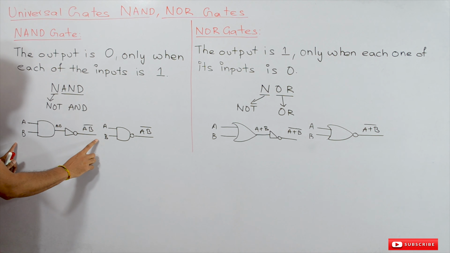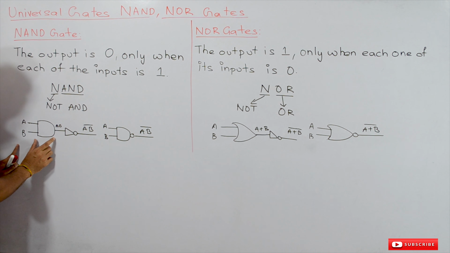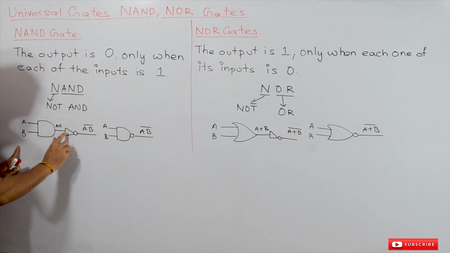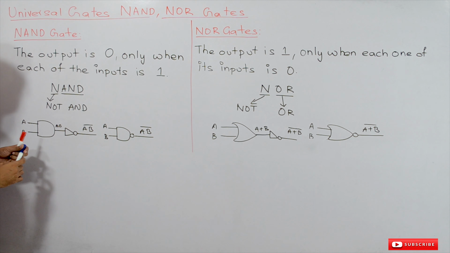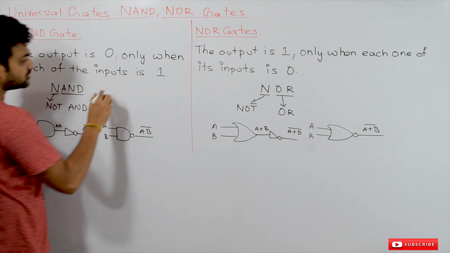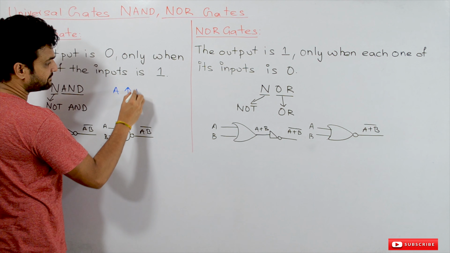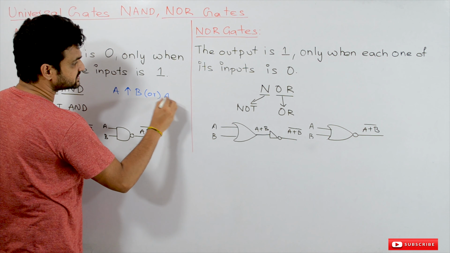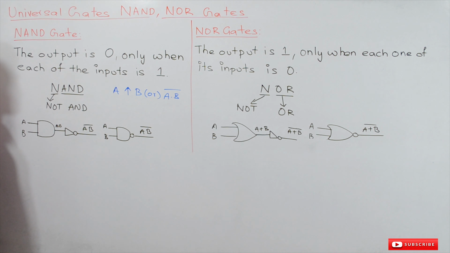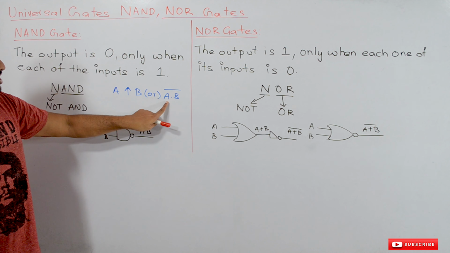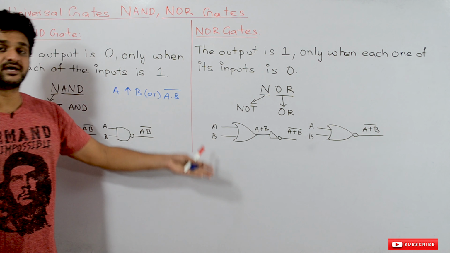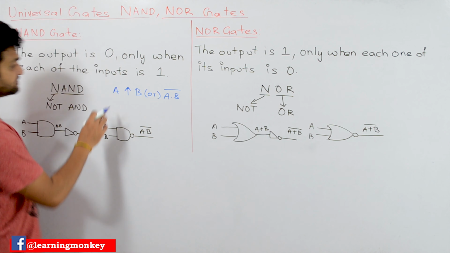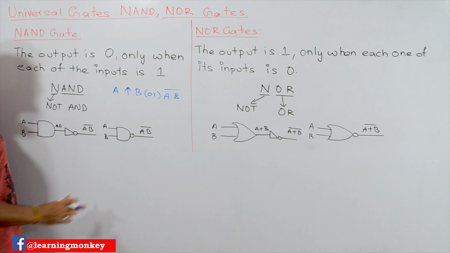This is the representation of NAND gate. This is the AND gate, and the result that we get from the AND gate will get complemented. This is the representation of the NAND, and the NAND can also be represented by using a symbol called up arrow, or it can also be represented as A dot B whole bar. Whole bar means this is the complement of A dot B, which is the logic behind the NAND gate, or it can be represented by A up arrow B, which means it is a NAND gate.